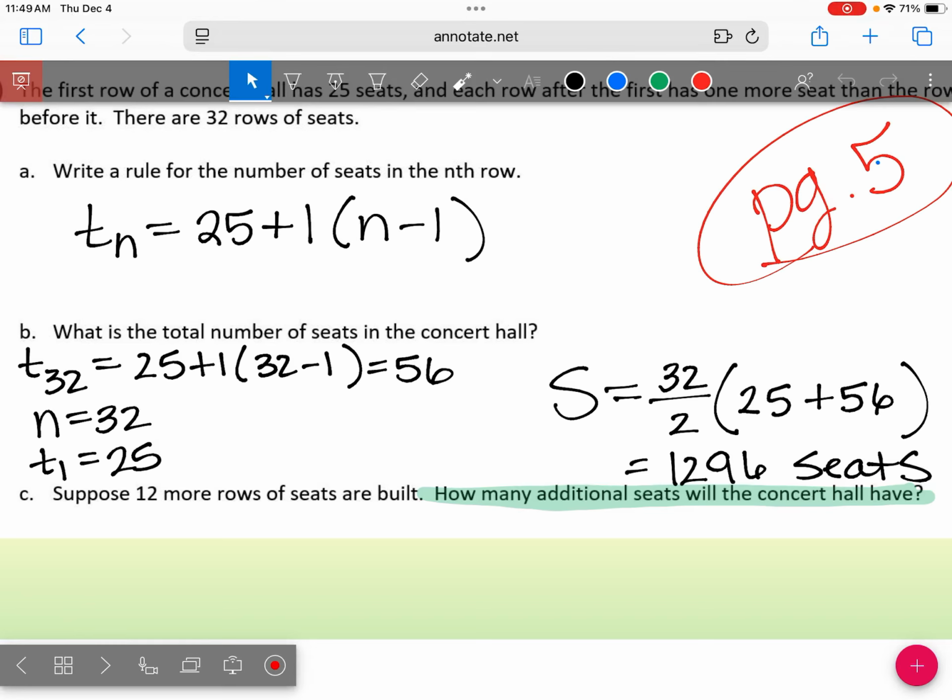figuring out how many total seats were in this concert hall. But then we have a revision. So part C says, what if 12 more rows are built or added? So if I add 12 more, remember I had 32. That means that my end value changes to 32 plus 12. So go ahead and see what you get when you add 32 plus 12.